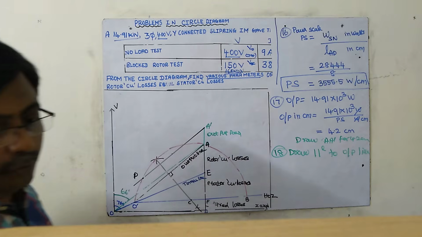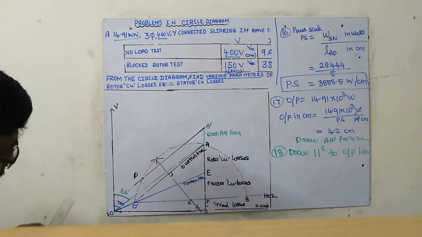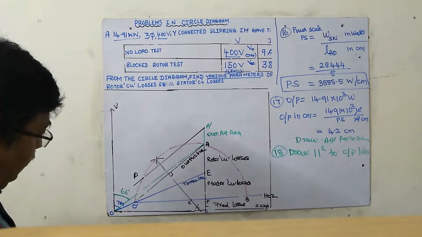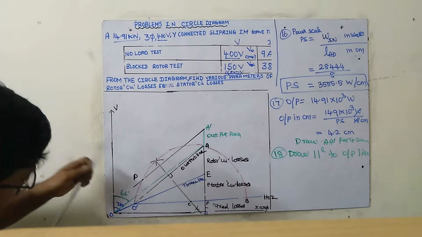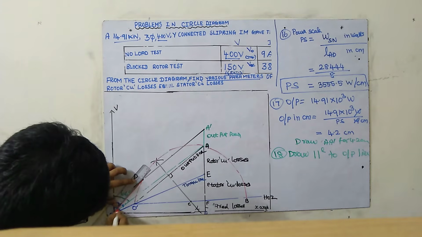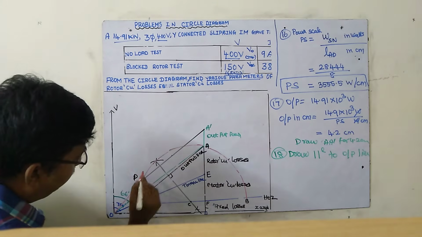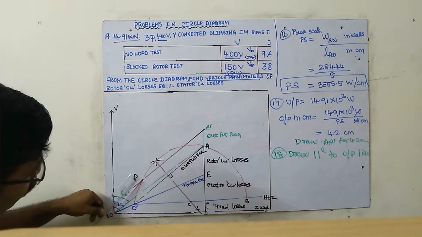Now I have to join this. Which color can I use? I think I have not used red, so I will draw using red color. I am joining it like this. If I join it, this length is the current I, that is OP. I have to measure OP.